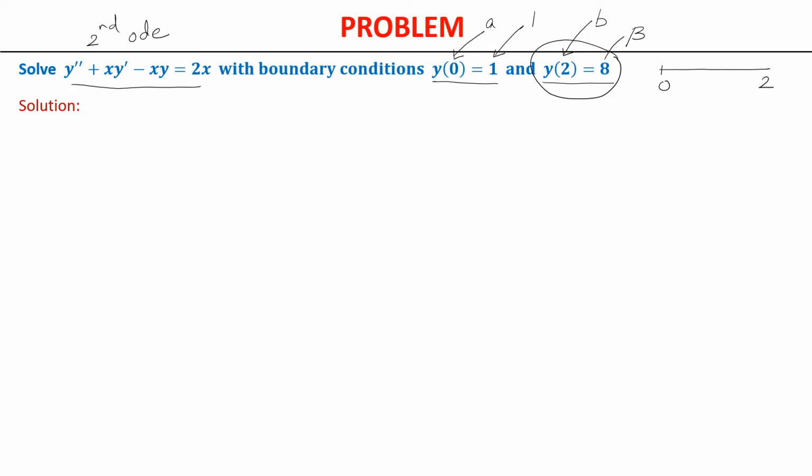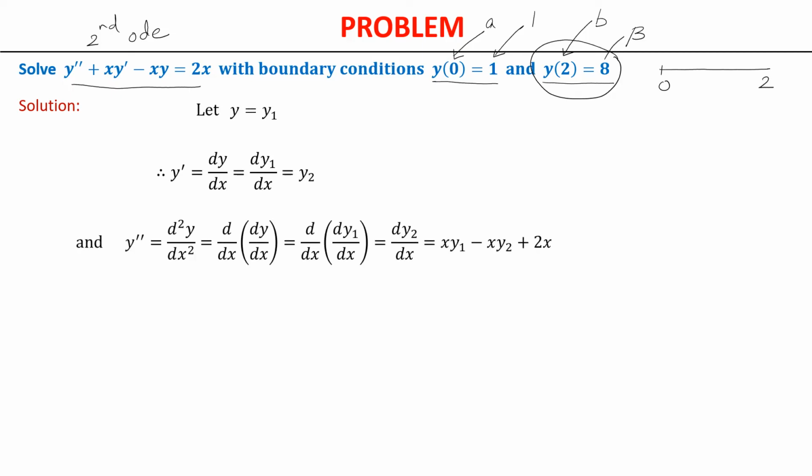Let's start with the substitution. Let y is equal to y1, so that y dash that we define as y2, y double dash is dy2 by dx. But what is our differential equation? It's y double dash plus xy dash minus xy equal to 2x. So what does that mean? I can rewrite now y double dash to be equal to x into y minus xy dash plus 2x.